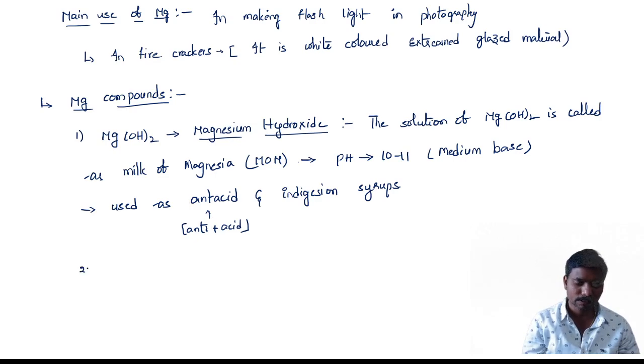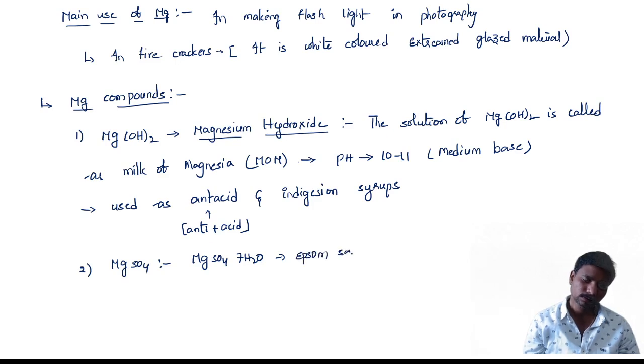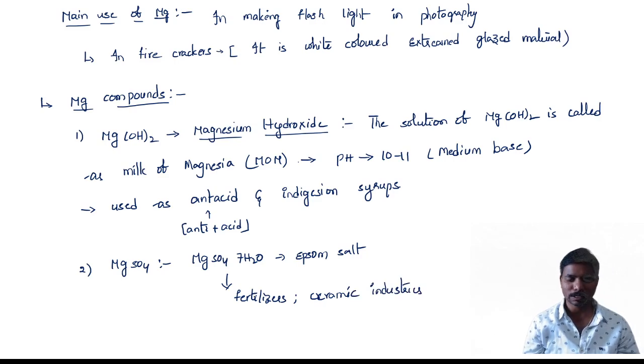And the second one, magnesium sulfate. Here magnesium sulfate with 7H2O is called epsomite or Epsom salt. Epsom salt is mainly used in fertilizers and also ceramic industries. We use this magnesium sulfate in ceramic industries.